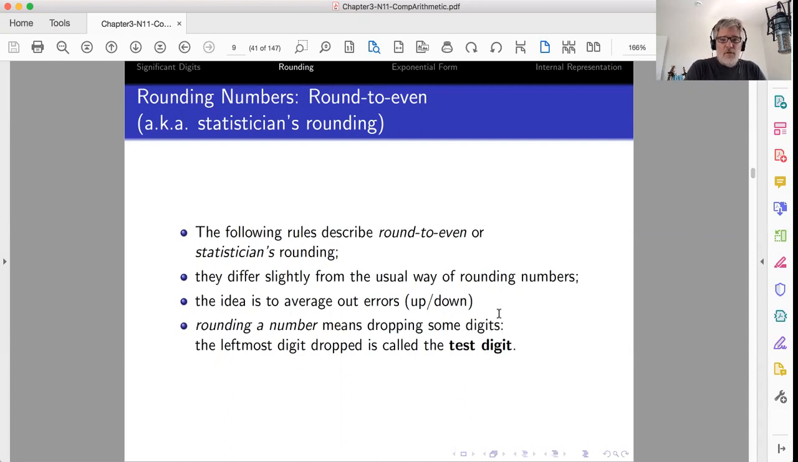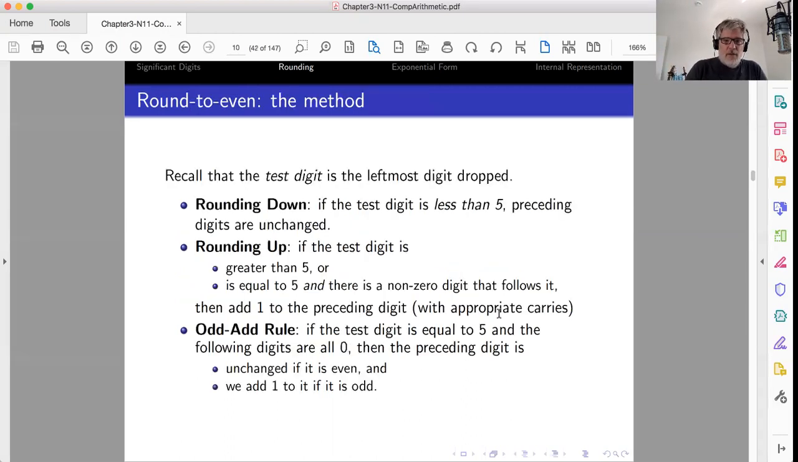Again, what do we mean by rounding a number? We mean that we're going to drop some digits. Now, this is important, something called the test digit. This is the leftmost digit which is dropped, so it's the first digit in the number that you actually will remove.